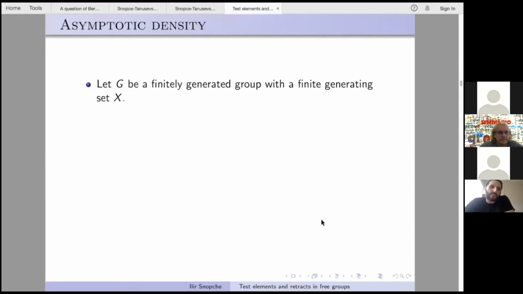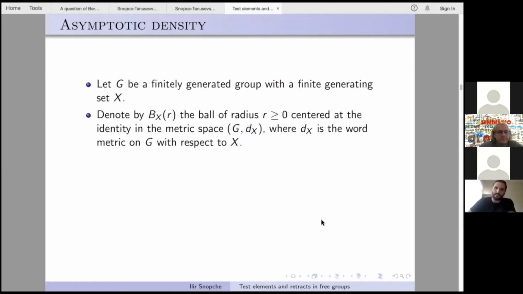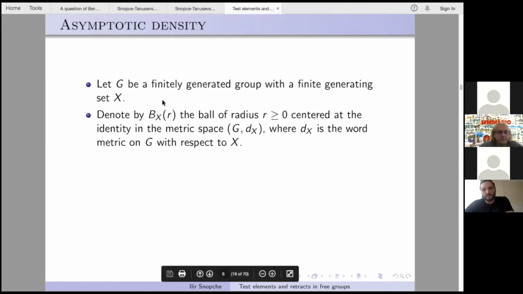So let G be a finitely generated group with a finite generating set X. Let us denote by B_X(R) the ball of radius R centered at the identity in the metric space (G, d_X), where d_X is the word metric on G with respect to X. So we are considering the word metric, and in this metric space, we define the balls.